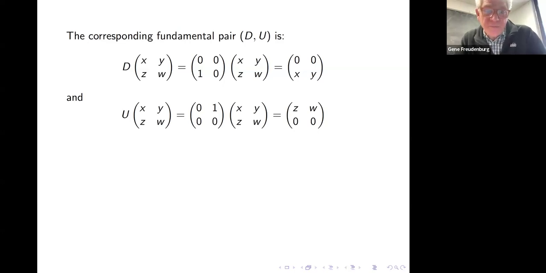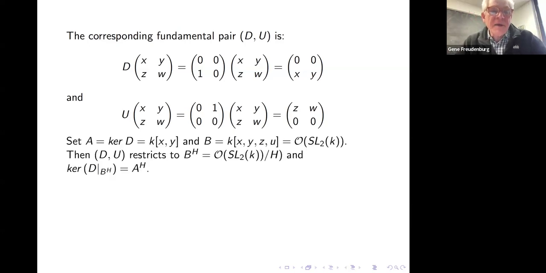So D acts by left multiplication with the lower triangular nilpotent matrix, and U acts by left multiplying with the upper triangular nilpotent matrix, right? So that gives my fundamental pair, and you can see exactly the effect of those. I want to let A be the kernel of D, which is the polynomial ring in two variables, and B is the coordinate ring of SL2.